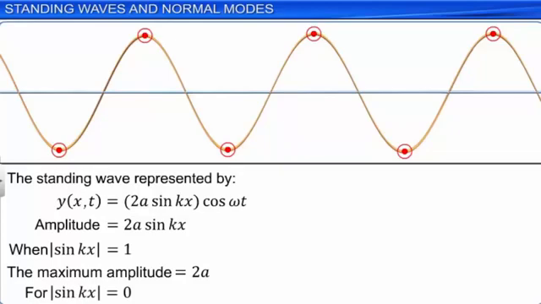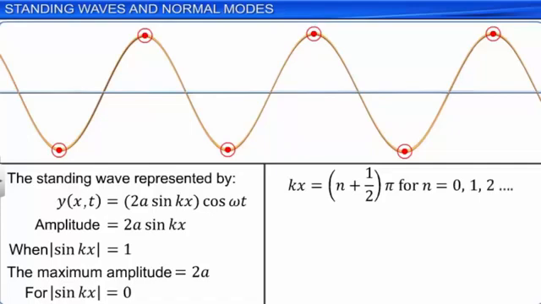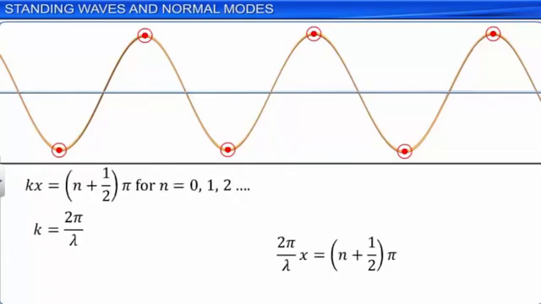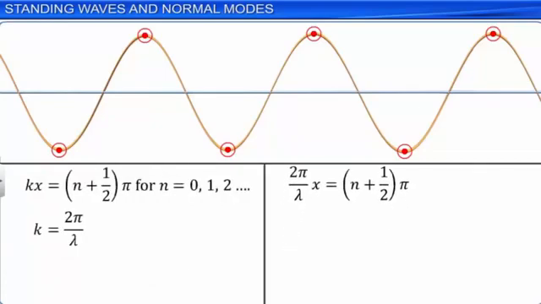Substituting the value of k in the above equation, we get 2 pi by lambda into x is equal to (n plus 1 by 2) pi. By rearranging the above equation, we get x is equal to (n plus 1 by 2) lambda by 2, for n is equal to 0, 1, 2, and so on. Let this be equation 1. Equation 1 gives the position of maximum amplitude of the resultant standing wave. These positions are called the antinodes. The distance between two consecutive antinodes is lambda by 2. They are located midway between two consecutive nodes.